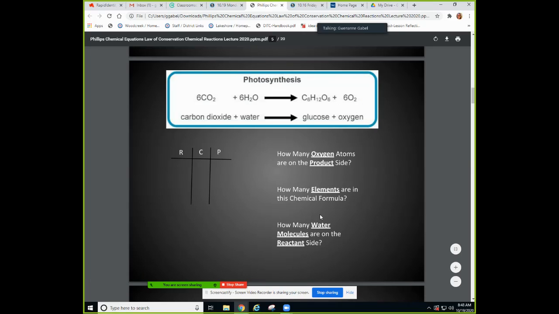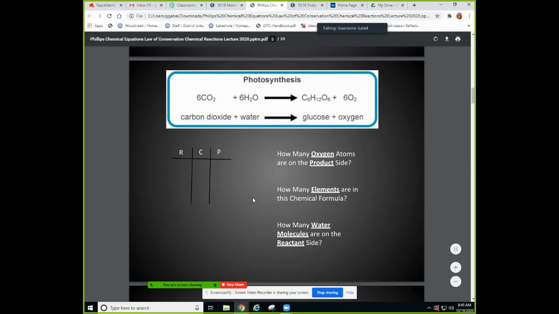And then it wants to ask how many elements are in this chemical formula. I don't like that because it didn't specify which one, because this is a chemical formula, this is a chemical formula. The entire thing is a chemical equation. So I'm going to tell you the number of elements in the entire equation. We have carbon and oxygen and hydrogen. So there's only 3 total elements in this equation, C, H, and O.